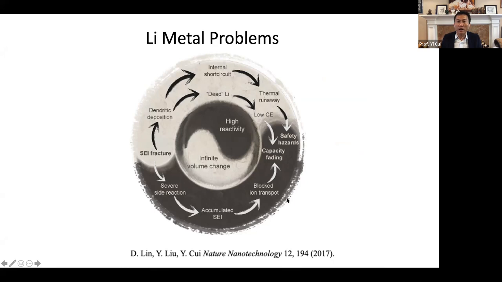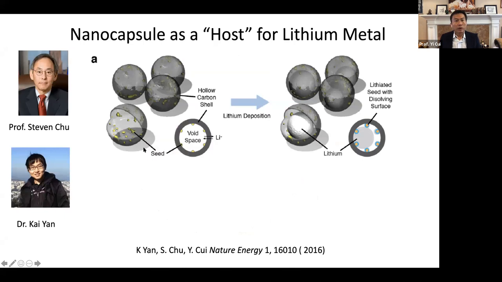In 2016, in collaboration with Steve Chu, Kai Yan was our postdoc here, and we came up with the idea of using a host design. Metallic lithium lacks a host material. Why don't we design a host of a hollow carbon sphere about 1 micron in diameter? Inside, we put a metallic seed particle, in this case gold, but we could use other low-cost metals. Once lithium deposition happens, based on the material science principle of the phase diagram, we figured out gold is a preferred nucleation seed to grow lithium metal inside, preventing lithium deposition from outside.